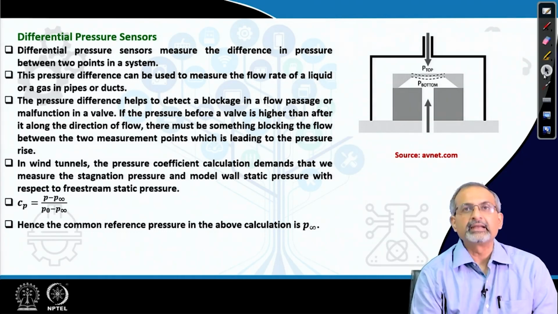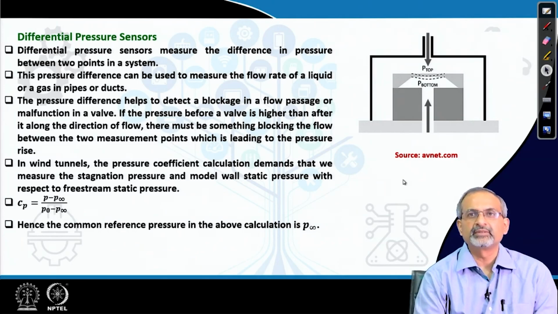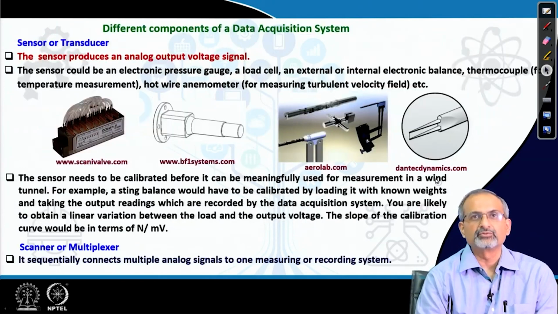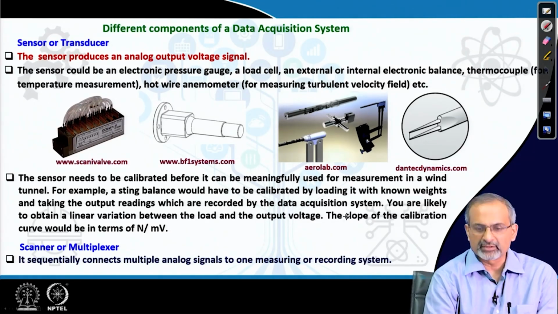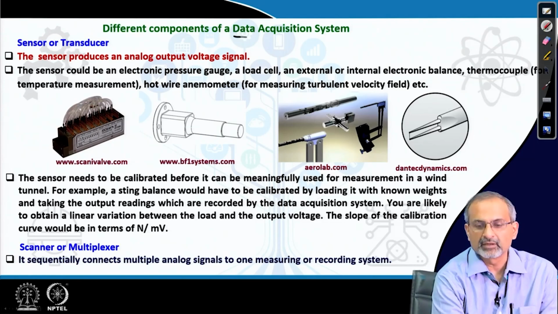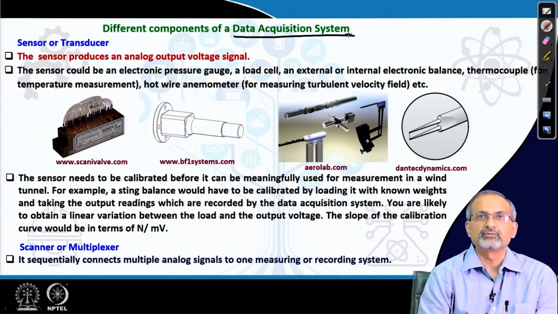So, with that we end our discussion on pressure sensors. Let us move on to data acquisition systems next. So, here what we will do is we will look at some of the important components of a typical data acquisition system, the kind which is usually used for wind tunnel measurements.